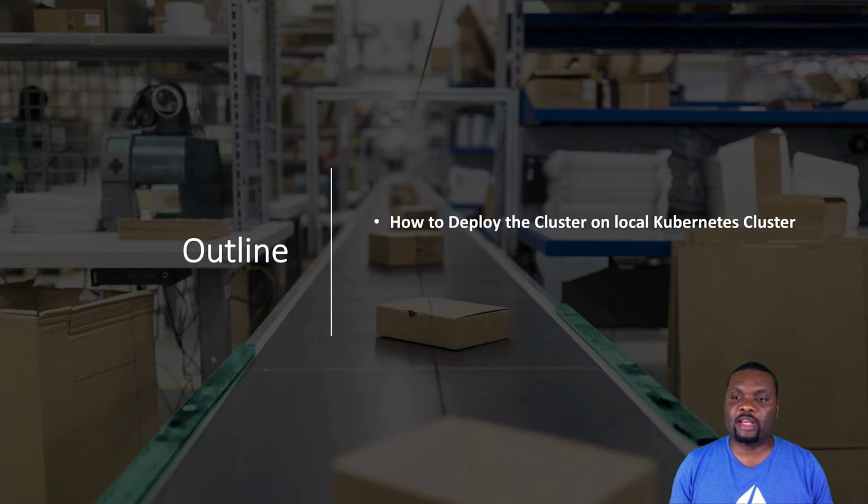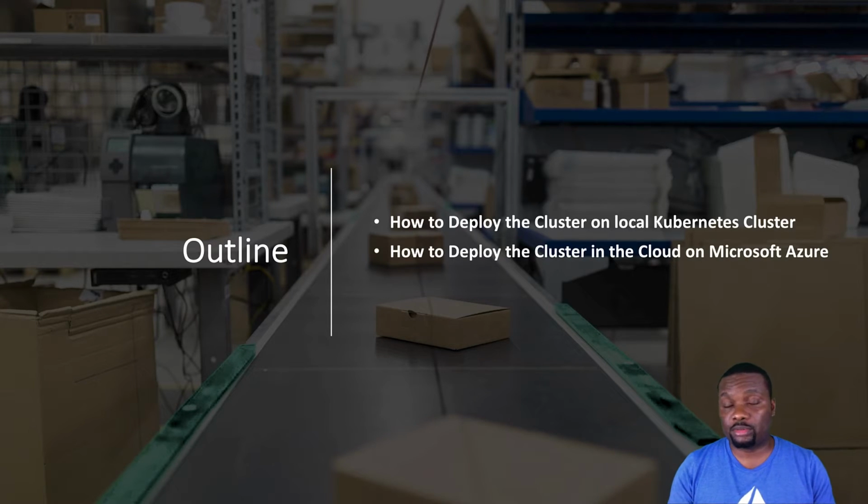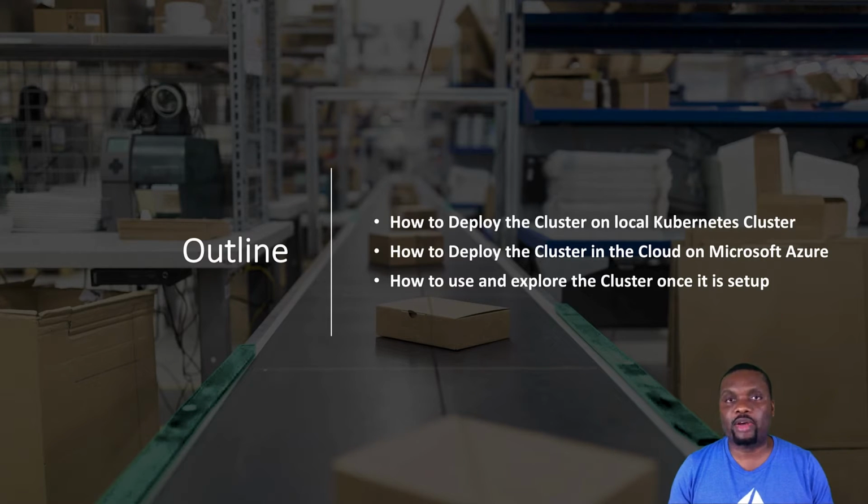So for this particular video, I'll walk you through how to set up your Apache Kafka environment on your local Kubernetes cluster, which could be on Minikube or Kind. Now, in the next video that I'm going to be working on, I will show how we deploy this on Azure Kubernetes Service, a cloud service provided by Microsoft Azure. And then once we are done with setting up the Kafka cluster, we're going to explore it like we did in the first video. So if you have not watched the first video yet, please take a look at it. The link to that video will be in the description of this particular video.